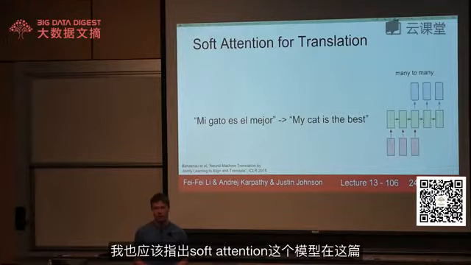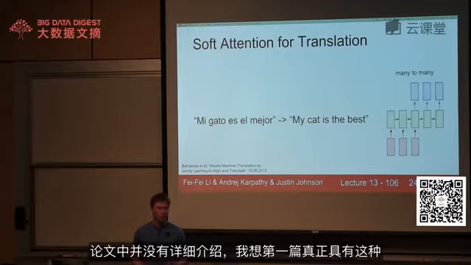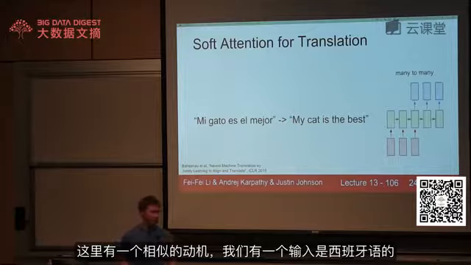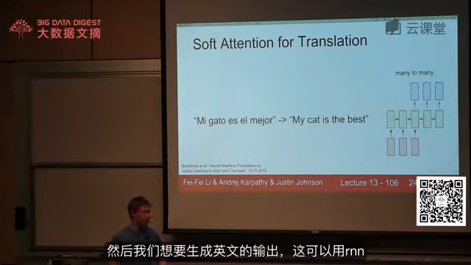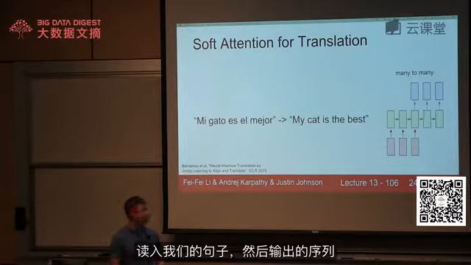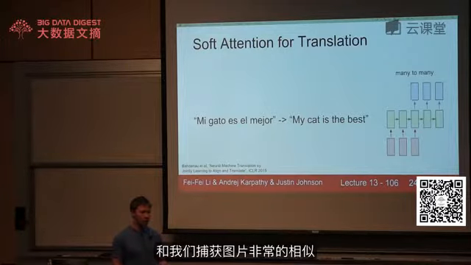I should also point out that this idea of soft attention was not really introduced in this paper. I think the first paper that really had this notion of soft attention came from machine translation. So here it's a similar motivation, that we want to take some input sentence here in Spanish and then produce an output sentence in English. And this would be done with a recurrent neural network sequence-to-sequence model, where we would first read in our input sentence with a recurrent network, and then generate an output sequence very similar as we would in captioning.